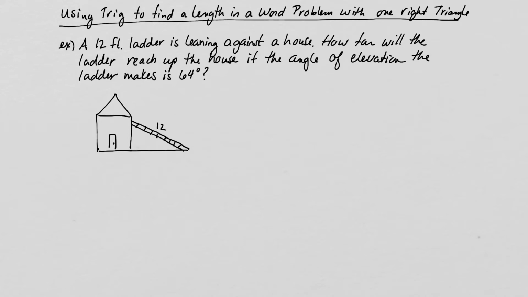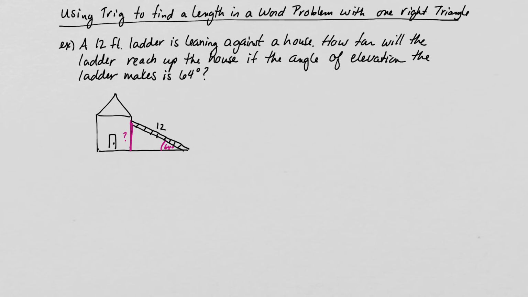And so it says, how far will the ladder reach up the house? So we're talking about this distance here. How high up that house will the ladder be? So we'll call that question mark. If the angle of elevation, so the angle of elevation is the angle when you're looking up. So that would be this angle here. And so they're telling me that angle is 64 degrees.